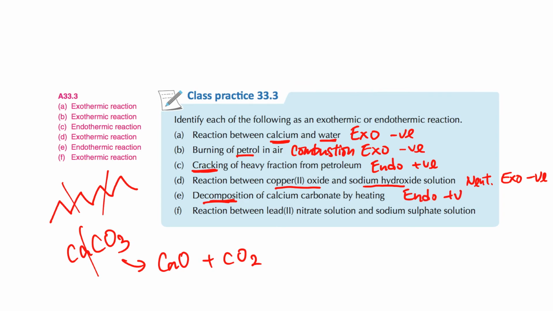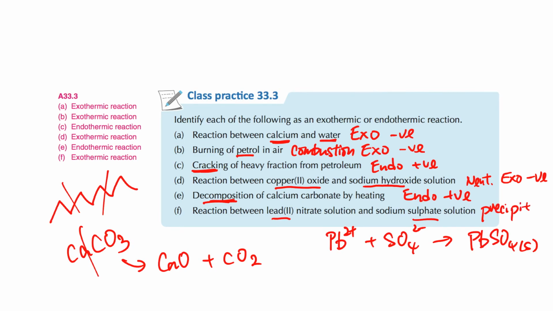That would be positive. Last one, okay, you have lead(II) nitrate and sodium sulfate. You have Pb2+ reacting with the sulfate ion to form a solid. It's a precipitation process. So in precipitation, particles come close together, bonds form. So this one is exothermic, negative.